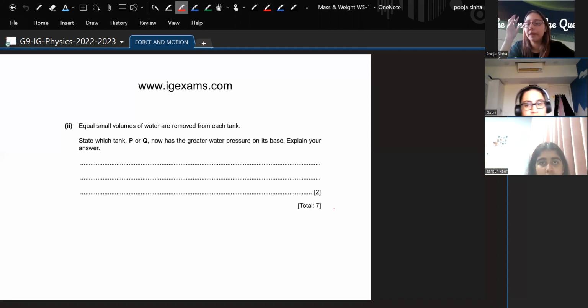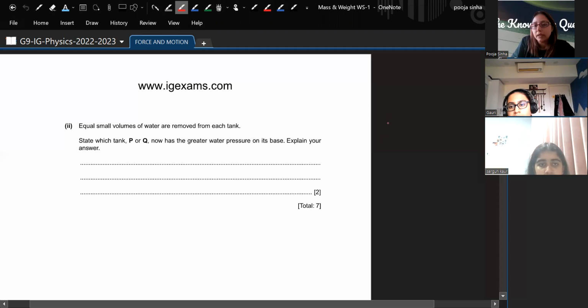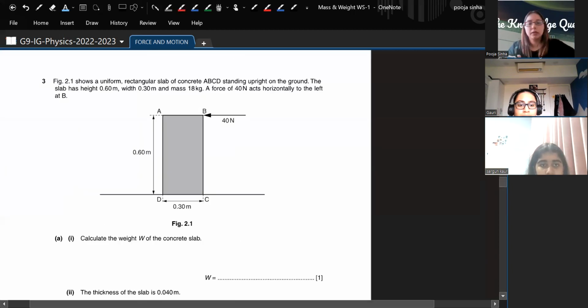Understood, Sargun. What does the base being smaller mean? The area is smaller. When your formula is pressure equals force upon area, it's basic math that if you increase the area, pressure decreases, and if you decrease the area, pressure increases. This is just formula. Okay? Understood. Right? Okay.